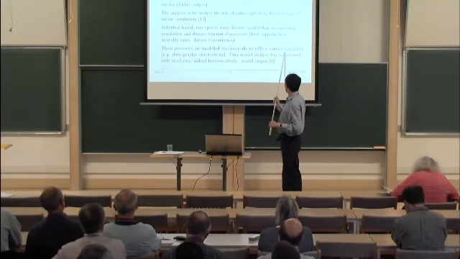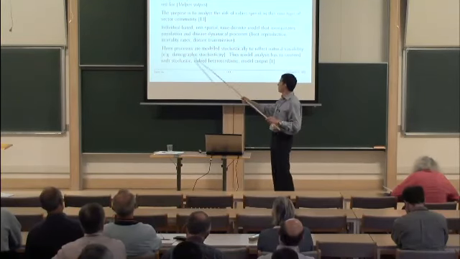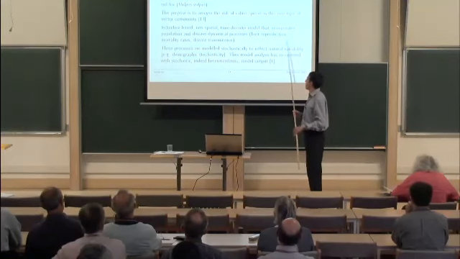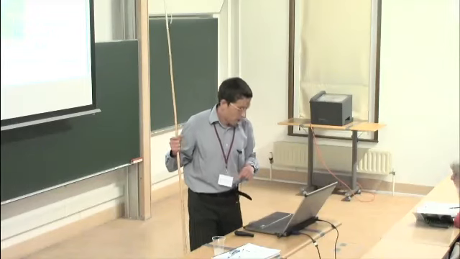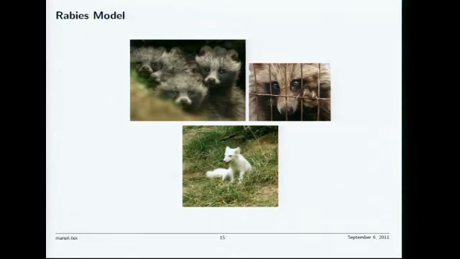And this reflects the natural variability, for instance, in demographics of these raccoon dogs and the red foxes. Now, model analysis has to contend with stochastic, indeed heteroscedastic model input. And my colleague Alexis Bukubalas has worked on this, modeling both the mean and the variance, but at this point, I am just going to use this model but use a deterministic output. Well, here it is for you. What this model is representing, the raccoon dog and the fox.